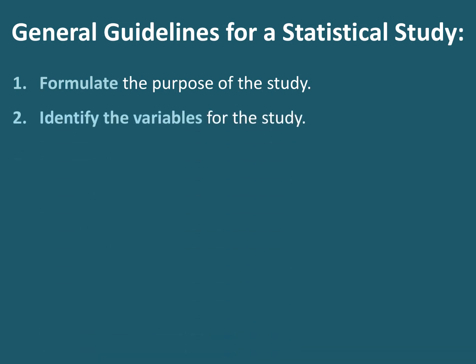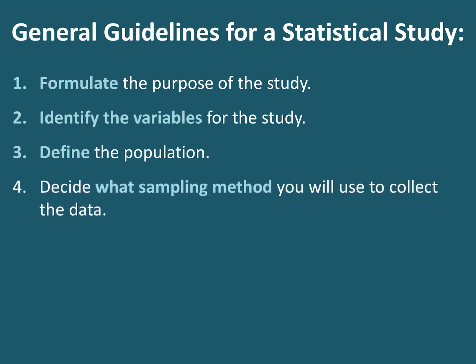Next, identify the variables for the study. Very important to identify the independent and dependent variables and, if it's an experimental study, to decide which variable to manipulate to see how the other one reacts. Next, define the population. Very important. Make sure that you find a population that suits your needs for that particular study. Decide what sampling method you will use to collect the data. Some sampling methods are superior over others. Others are not so great. So please make sure that you decide the proper sampling method.